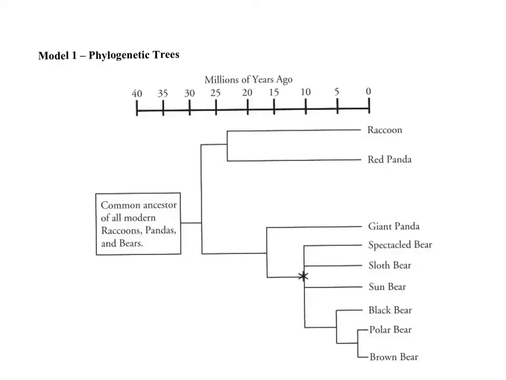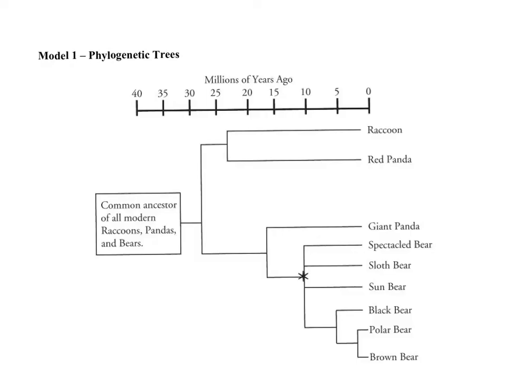And here they have listed the common ancestor of all modern raccoons, pandas, and bears. So not just bears, but raccoons and pandas as well. So this is their last common ancestor. In part 1, it asks you to refer to the model. So we're looking at the model. I've zoomed in nice and big.